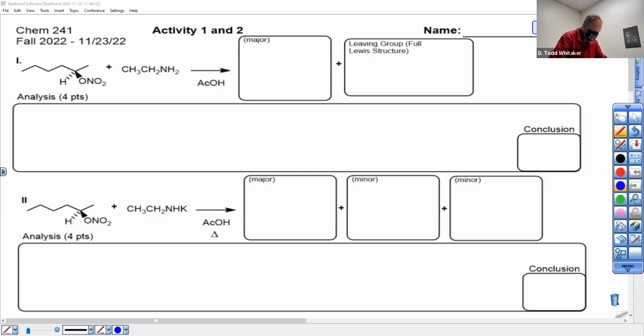Welcome, ladies and gentlemen. Continuing our exploration of substitution reactions. We have two reactions here that look almost the same, but there's subtle differences. Can we find these differences?